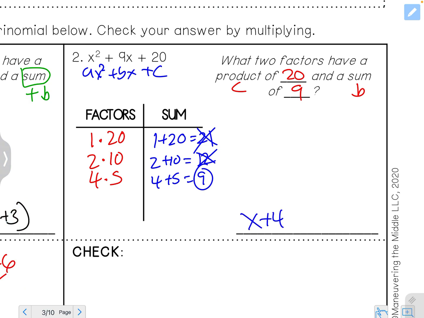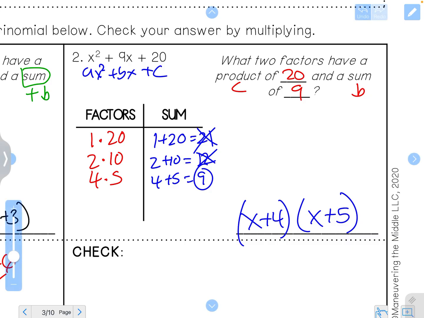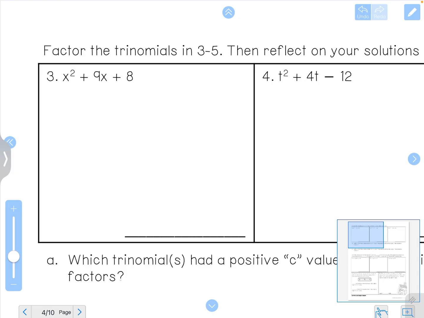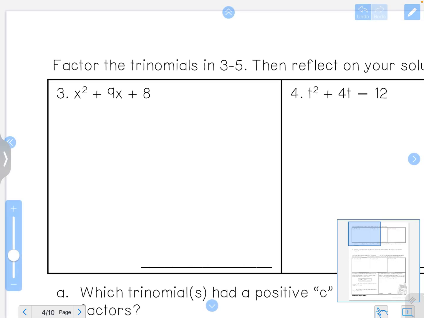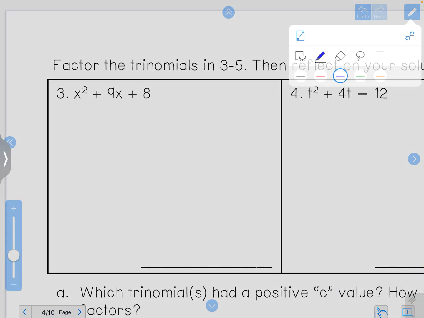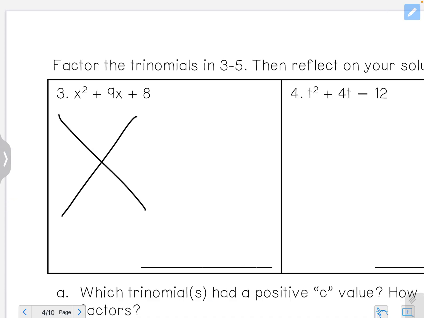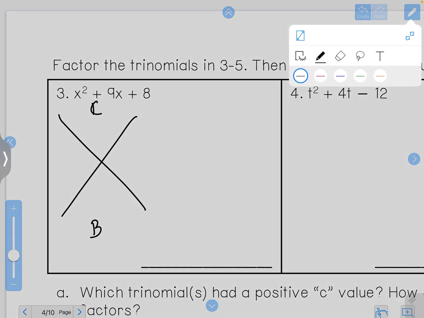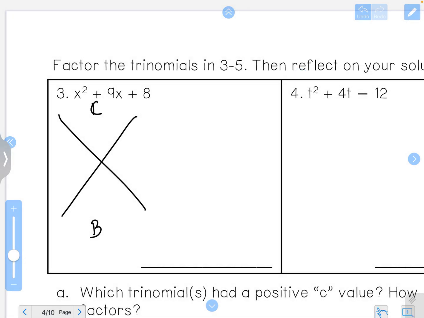So (x plus 4) times (x plus 5). So go ahead and check your answer to make sure that it works out. If you like the table, you can keep using the table, but typically I use what I call an X method. I'm going to put my C on top and I'm going to put my B on the bottom. It's the same thing as the table. It just presents itself a slightly different way.